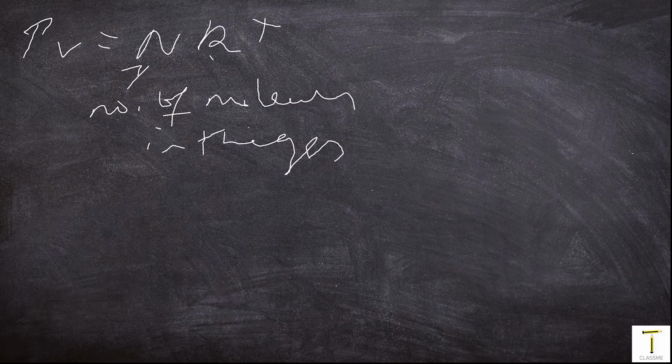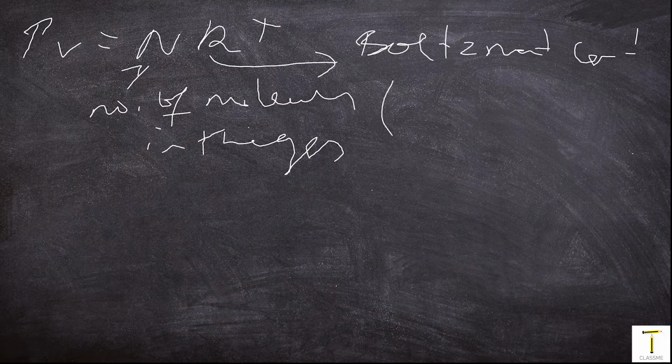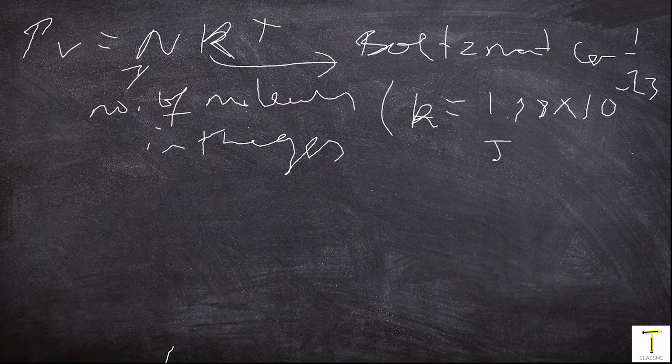Here k is the Boltzmann constant. Sorry, this is NkT. So PV equals NkT. Don't get confused. The k value is 1.38 into 10 to the power minus 23 joule per Kelvin.